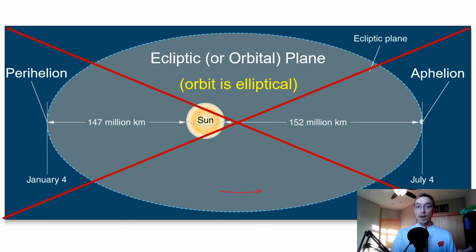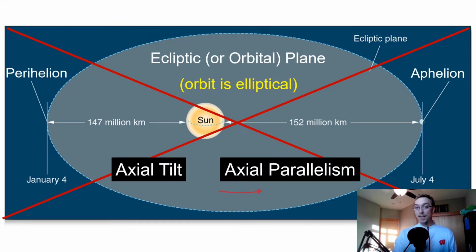Now you might remember in our last video we talked about the ecliptic plane, the perihelion, which is when the Earth is closest to the sun, and the aphelion when the Earth is farthest from the sun. Well, that doesn't really define or severely impact our seasons. What does is our axial tilt and our axial parallelism, which we, like I said, just talked about in our last lecture.